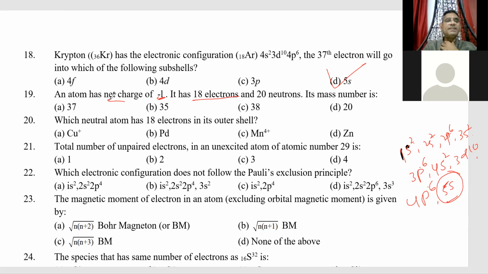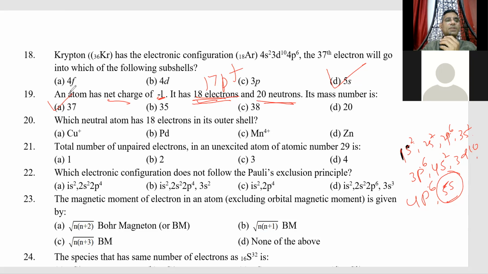After having a minus charge, its electrons are 18 now. So the atom will not have any charge now. The atom will have one electron less than this now. Whatever the number of electrons, that many protons will be there. So 17 protons and 20 neutrons, so it will be 37.